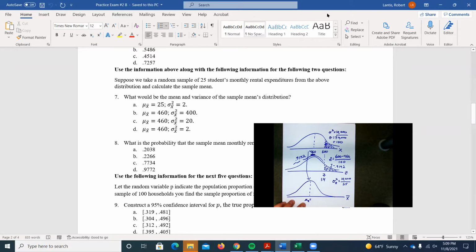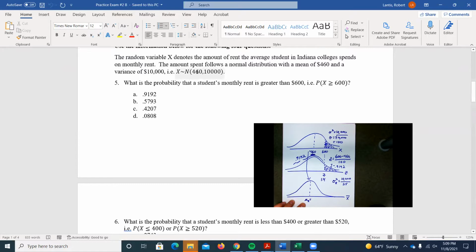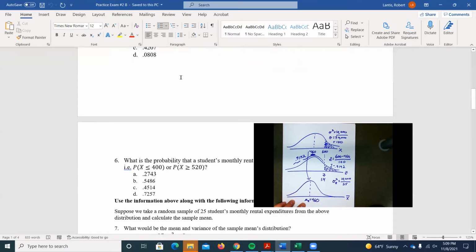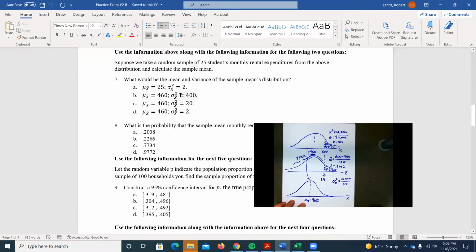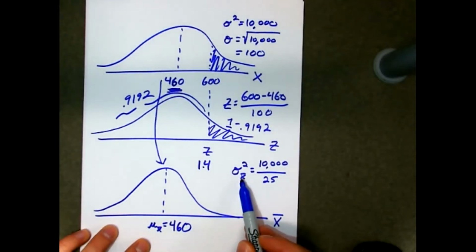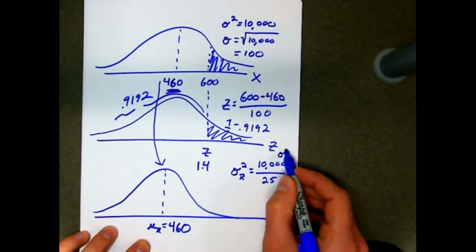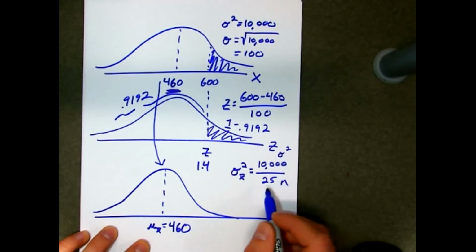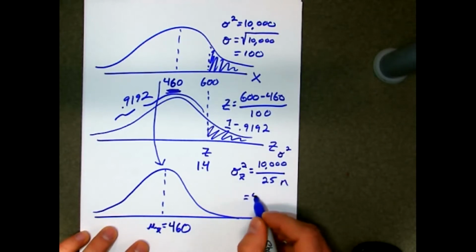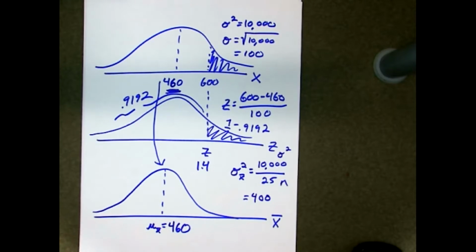Well, the mean of your sample means should always just be the mean of whatever the data you sampled from was. So for us here, that would just be that 460, right? From there, it's just a matter of knowing the variance of your sample means is the original variance of the data you sample from over your sample size. So if we do that here, we should get 400.